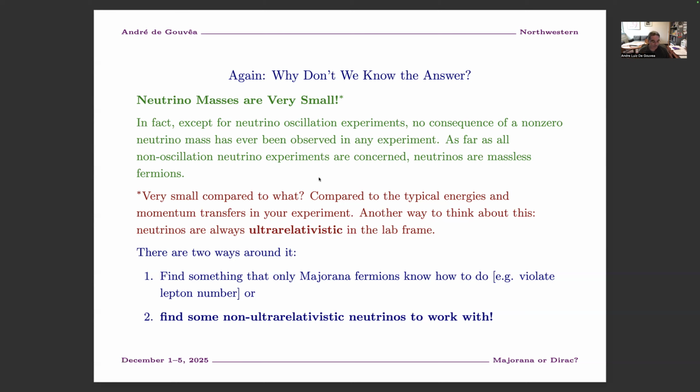What this implies for us is that if we want to answer whether the neutrinos are Majorana or Dirac, we have two big choices. One is the one that I've been talking about, which is to find something that only Majorana fermions can do relative to Dirac fermions. One example of that is to violate lepton number. And of course, the other thing we can do is an experiment where the neutrinos are not ultra-relativistic. So that's what we're going to talk about.